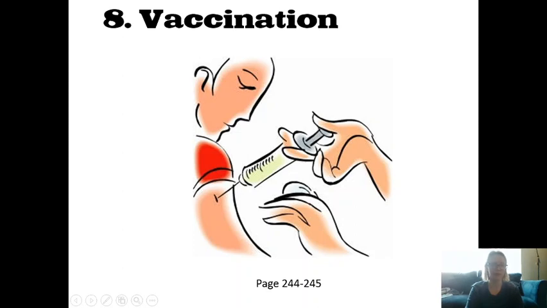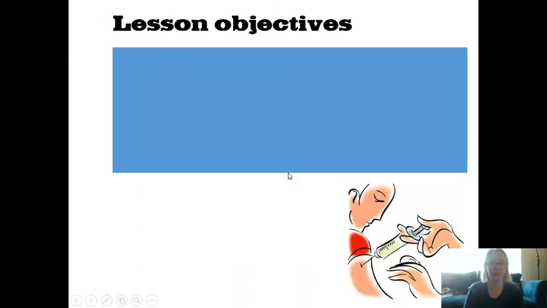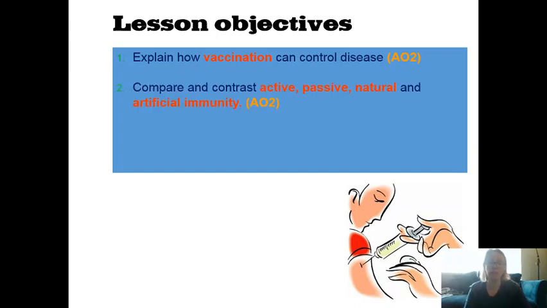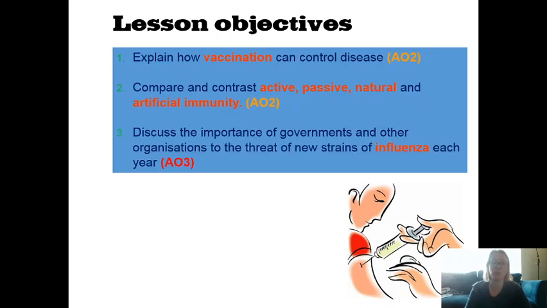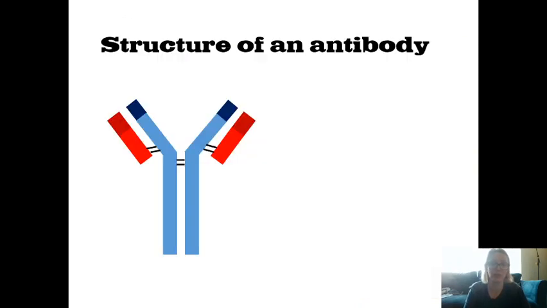Hello, so today we're going to talk about vaccination, and we'll look at various different vaccinations and how those can be used to control disease. We'll look at different types of immunity, so active, passive, natural and artificial immunity and how those work. And we'll also think about how new strains of influenza can actually come about and what our government is doing to try and stop the spread of these new flu strains.